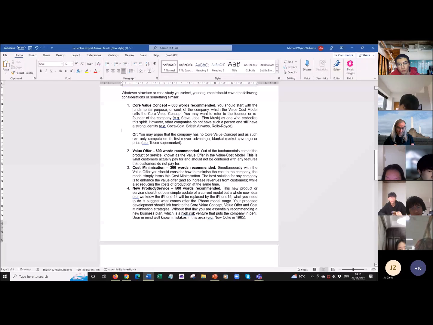Cost minimization, although this is only 300 words, absolutely vital that you understand this.